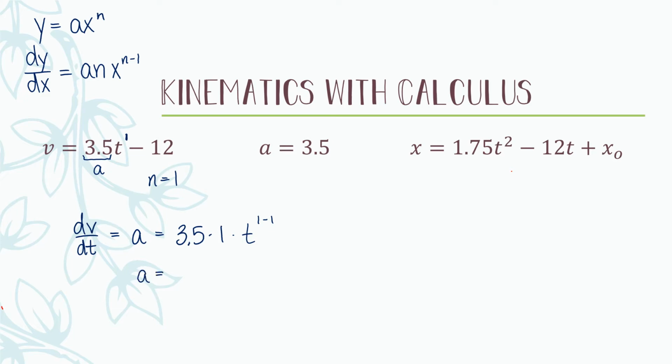And so basically I have 3.5 times 1, which is why my acceleration is simply 3.5. So we have a constant acceleration here, which makes sense because if I were to graph this, I would get a linear graph. And we know that linear velocity versus time graphs give us a constant acceleration.